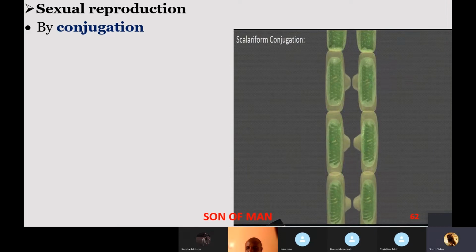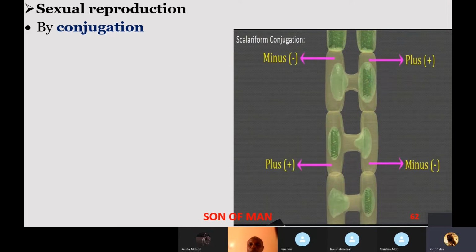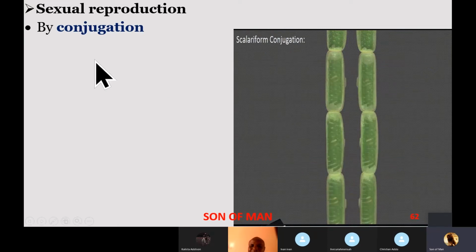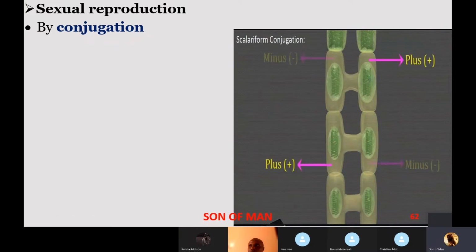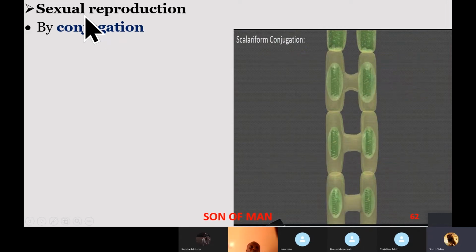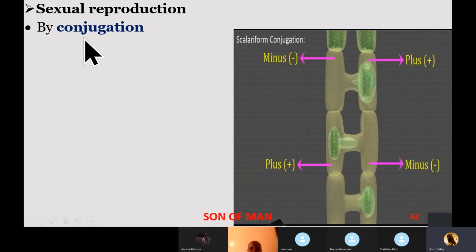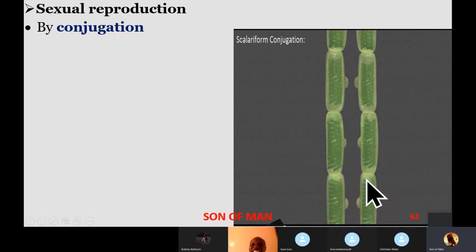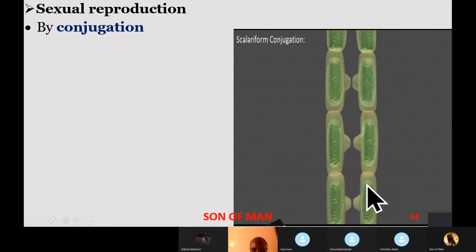When we took care of the paramecium sexual reproduction, we said two cells come together at the oral groove section to exchange chromosomal materials in sexual reproduction. In the case of Spirogyra sexual reproduction, that is also referred to as conjugation. So we must have two different filaments.